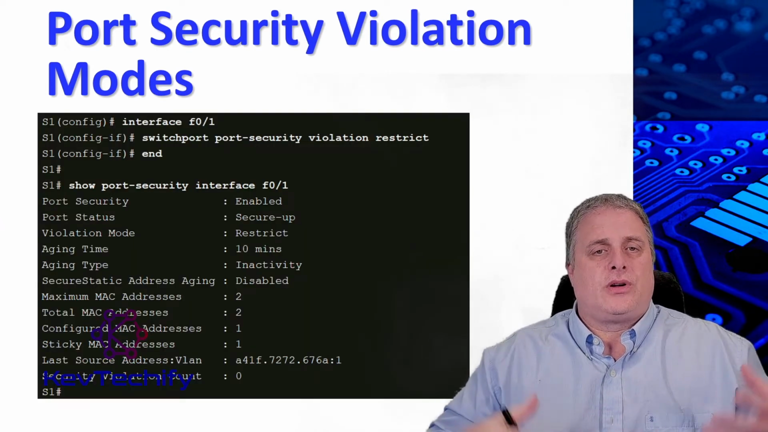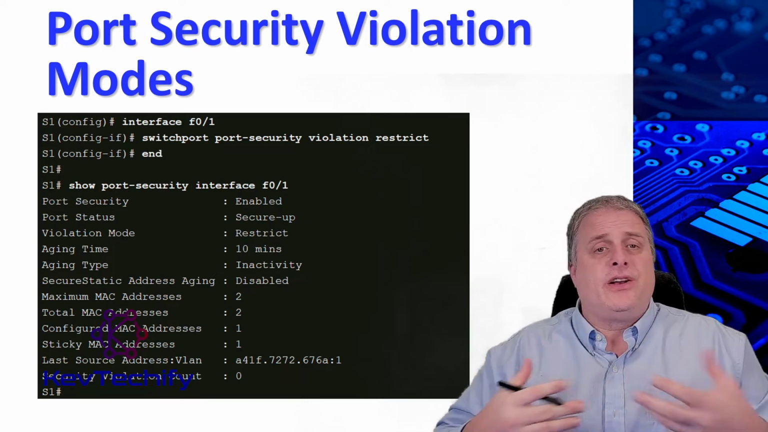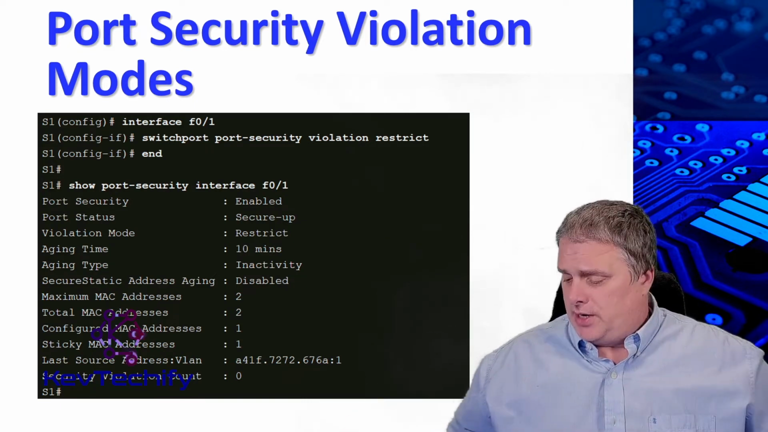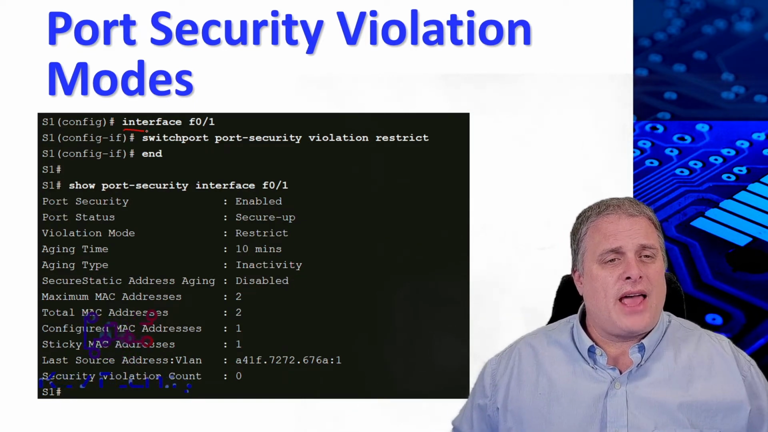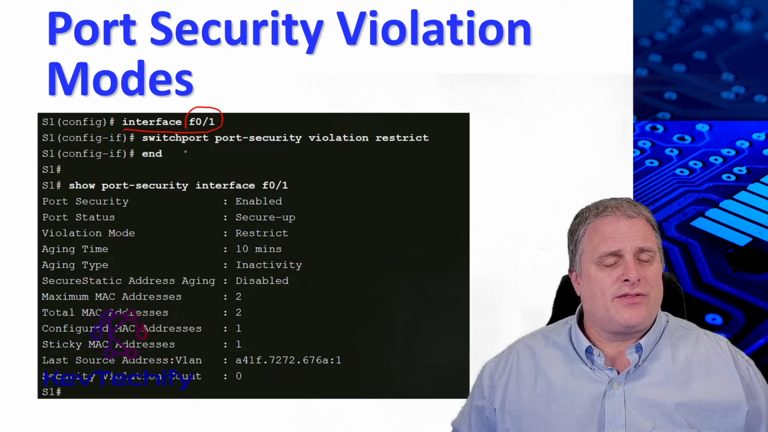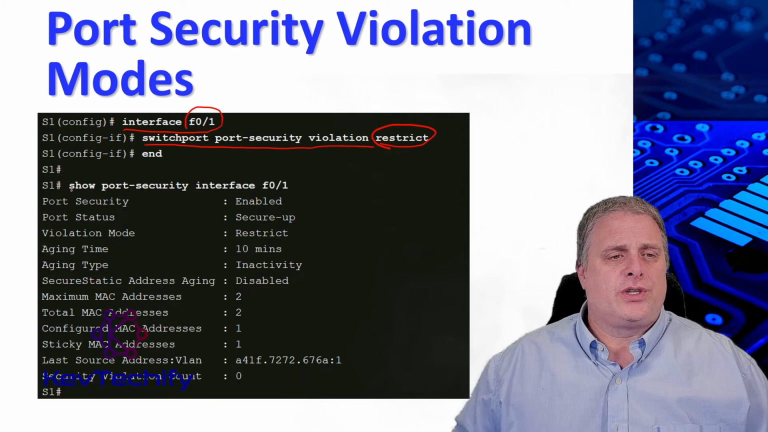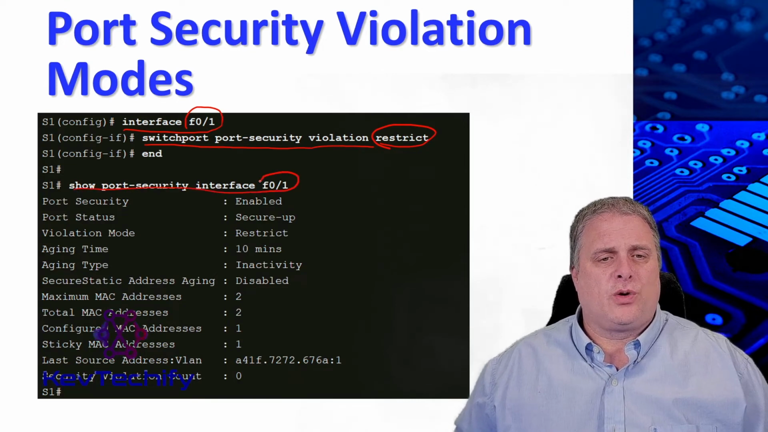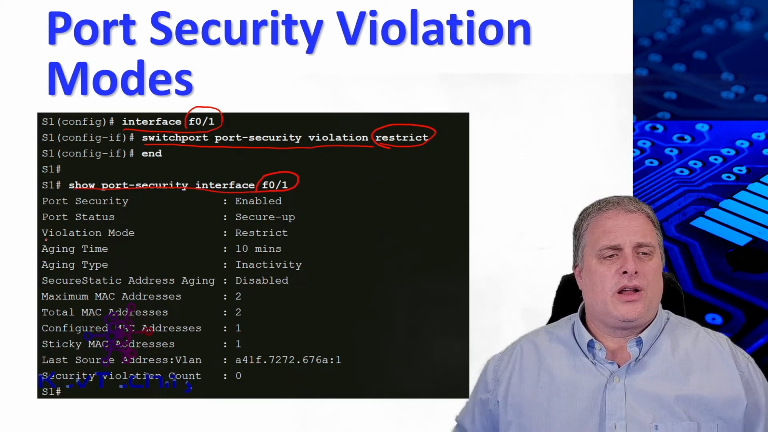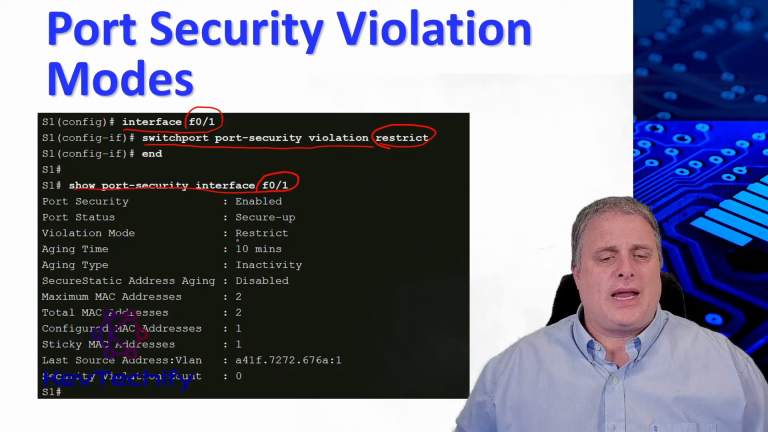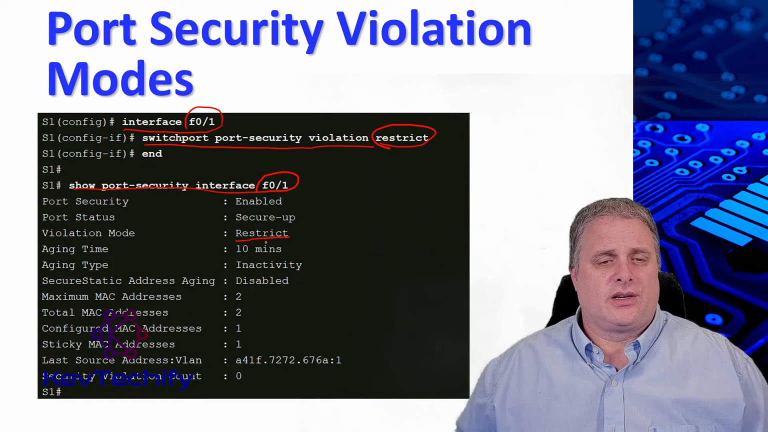Here's an example of an administrator changing the security violation to restrict. Once again, you have to go into that interface. So we're going into interface F0/1, then it's switchport port-security violation, and then we want to change it to restrict. And so we are changing it to restrict. We do a show port-security for our F0/1. We can look down here and we can see that our violation mode is restrict. Now, previously it was protect. Now we are at restrict.